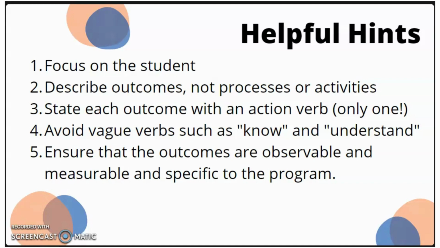3, state each outcome with an action verb, ideally only one. 4, we want to avoid vague verbs, such as know or understand. Go back to Bloom's and take a look at some of the variety of verbs that are offered there. It really is a good place to begin your brainstorming. And 5, we want to ensure that the outcomes are observable and measurable and specific to that program.